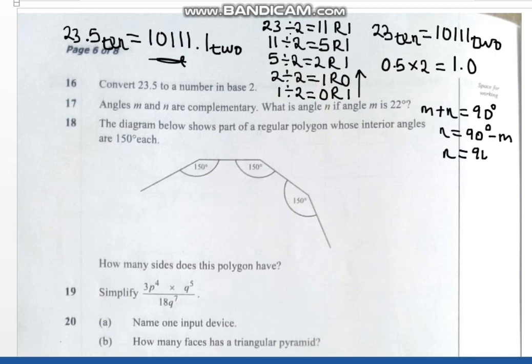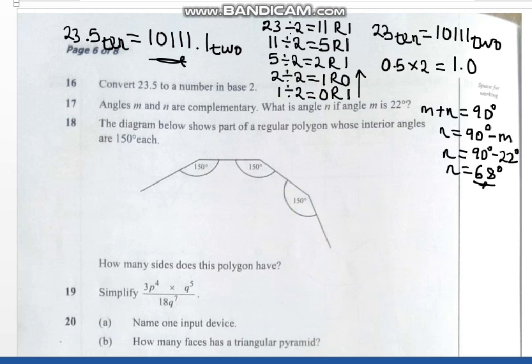And that is 90 take away 22 degrees. N is equal to 90 take away 22, that gives 68 if you work out the subtraction. So N is equal to 68 degrees.